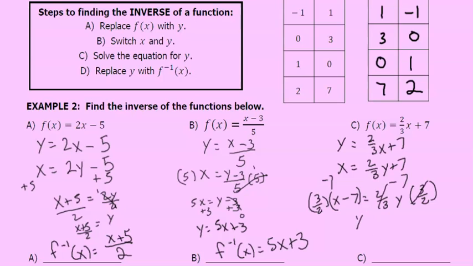So then we have y equals 3/2 x minus 21 over 3, or 21 over 2. So our inverse is f inverse of x equals 3/2 x minus 21/2.